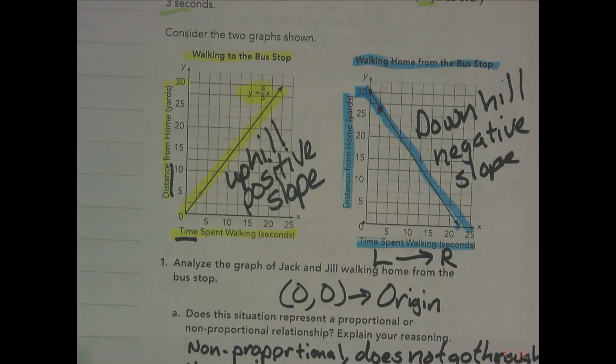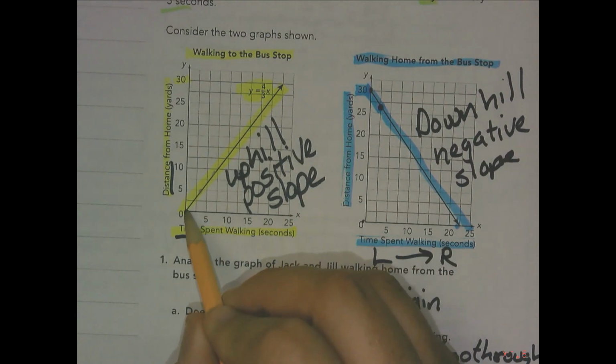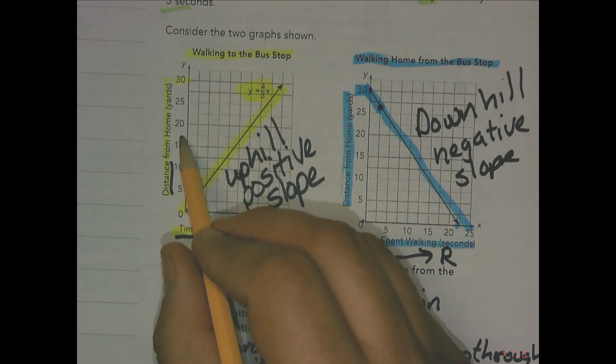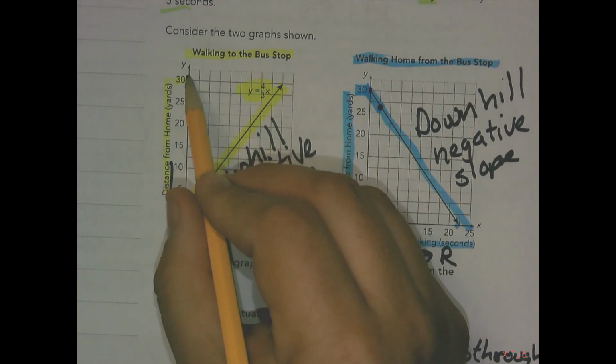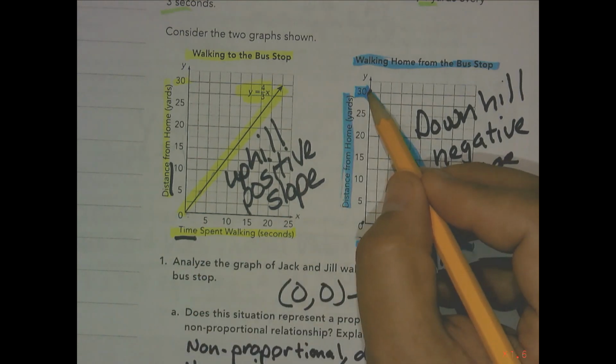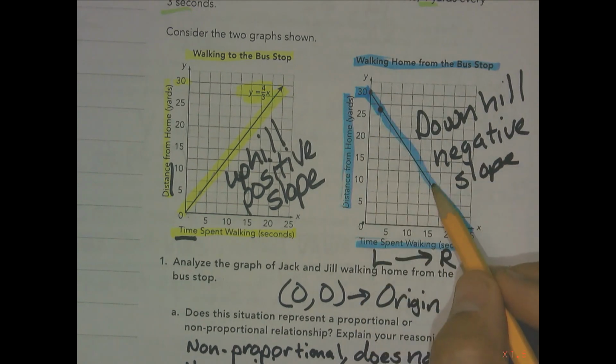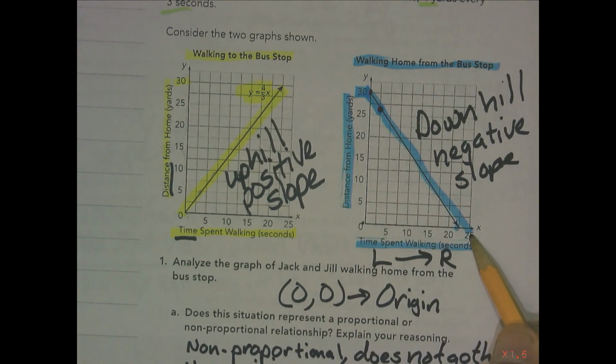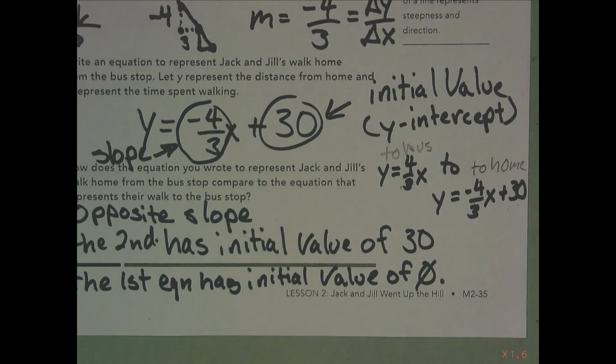So let me put this graph on here and we can talk about that. You're right here, 0 yards away from your house, and you're walking away from your house, but your initial value is 0. Here, you're away from the house, so your initial value is 30, and you're decreasing. And you're getting closer to your house.